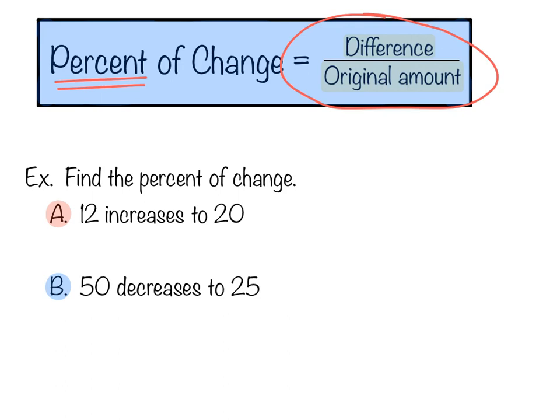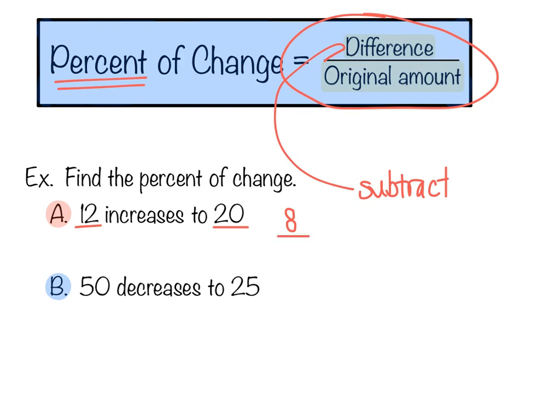It says find the percent of change. In example A, 12 increases to 20. Using the little key up here, I know that I'm supposed to take the difference. One thing you need to remember about the difference is that difference means to subtract. So I need to subtract the two numbers. Always do the bigger number first. 20 minus 12 is 8. So 8 becomes the top part of our fraction.